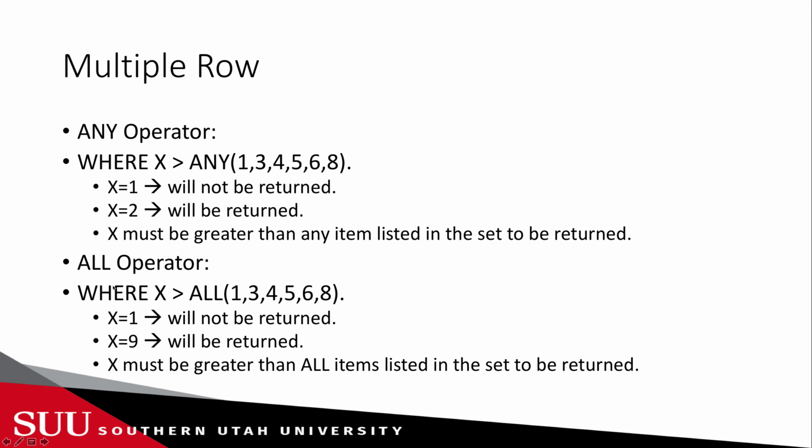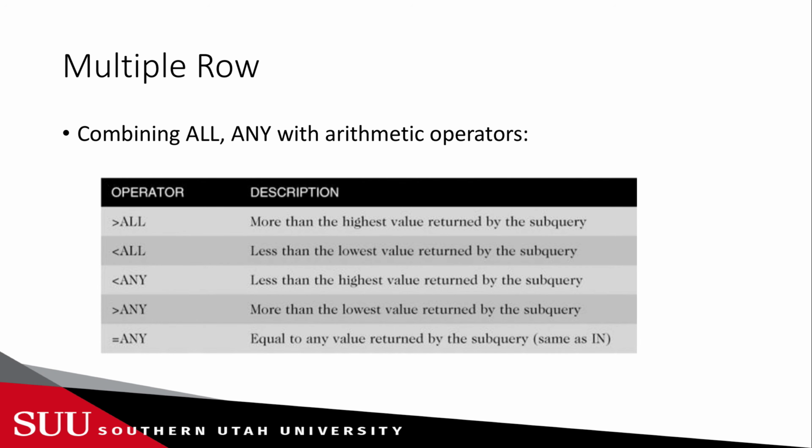Finally, the ALL operator. If I say where x is larger than all, and then I provide a list, it means x has to be larger than every single element. If x is 1, it's not going to be returned. If x is 9, it's larger than every single item in the list, so it will be returned. The basic idea is that the condition has to apply to every single element in the list to be returned. This table summarizes how the operators work with ALL and ANY.